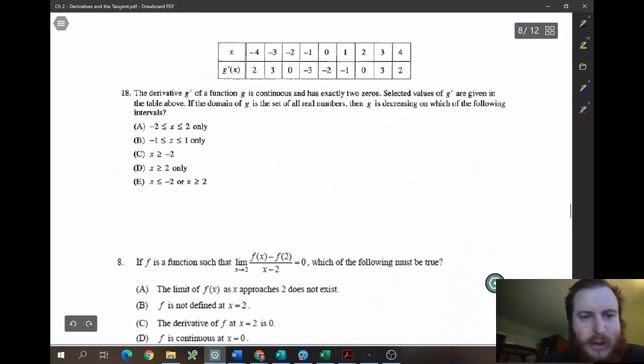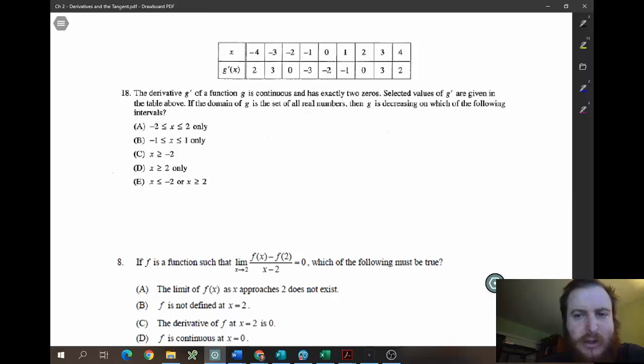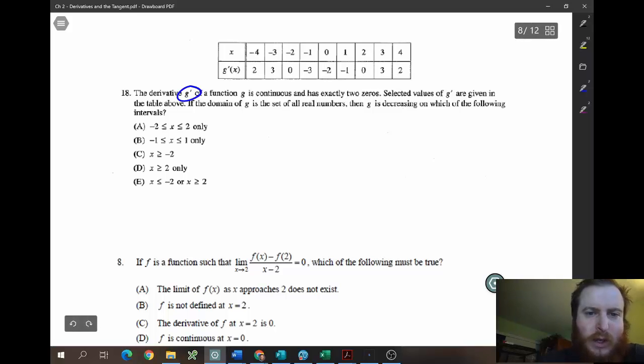All right, next up, the derivative g prime of a function is continuous and has exactly 2 zeros. Selected values of g prime are given in the table above. If the domain is the set of all real numbers, then g is decreasing on which intervals? So we know it only has 2 zeros. So g prime, the derivative of g, has 2 zeros. So these are the only 2 zeros.